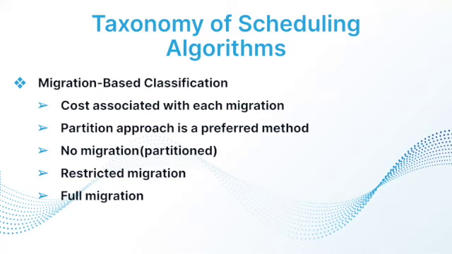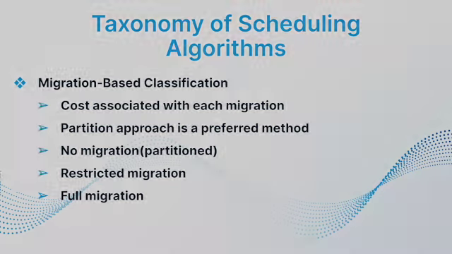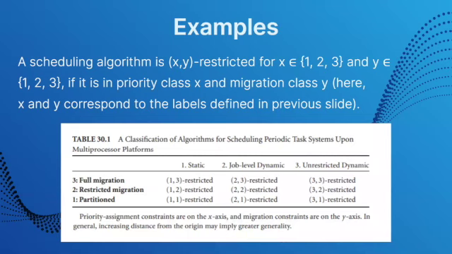So if we have to go over it briefly, actually we can just move on to the full migration where no restrictions are applied. And let's run this example. This is the exact example from our textbook.